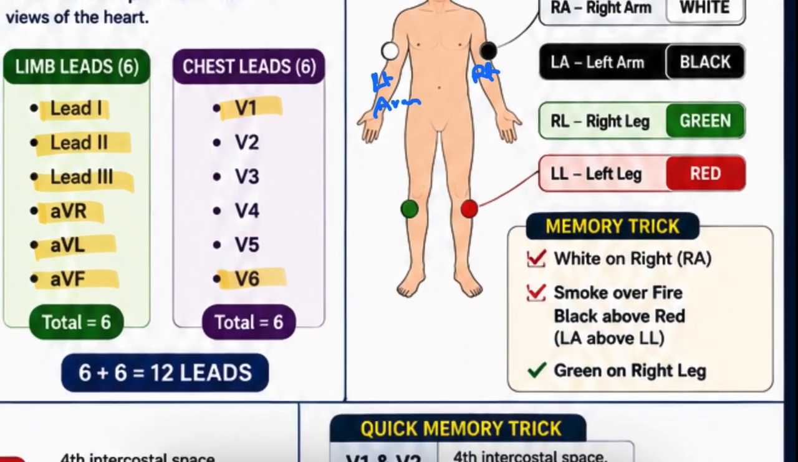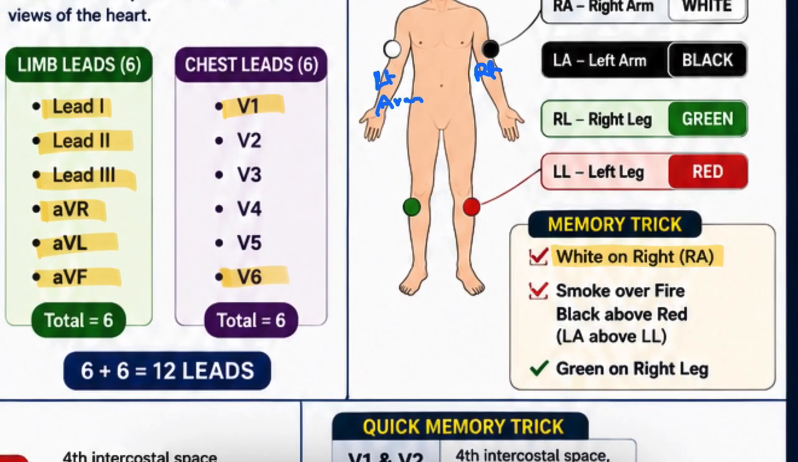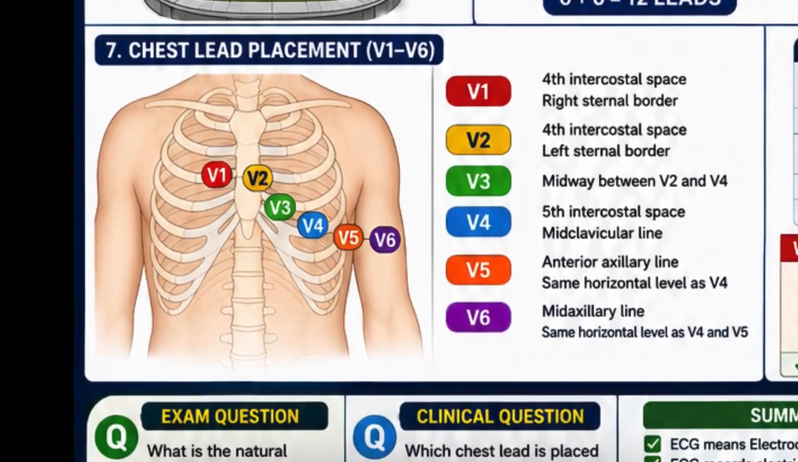Okay, a common memory trick I will tell. White on right arm, smoke over fire, black above red, and left arm above left leg. So green on right leg. For example, a common trick will be white on right side, right arm. So if you're using the white electrode, which side do we have to use? Right arm we have to use. Okay. If you're using the black one, we have to use the left arm, and above the black, the red means the left leg, we have to place the red electrode. Okay, so these are the things.